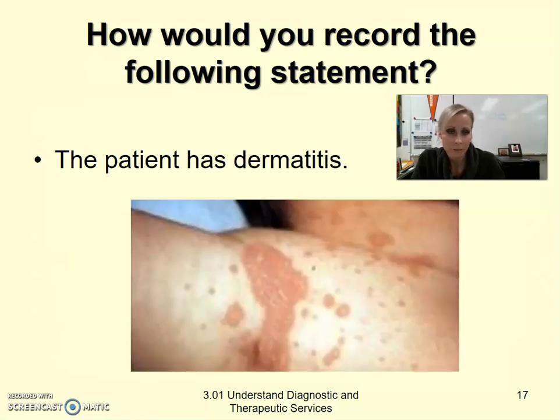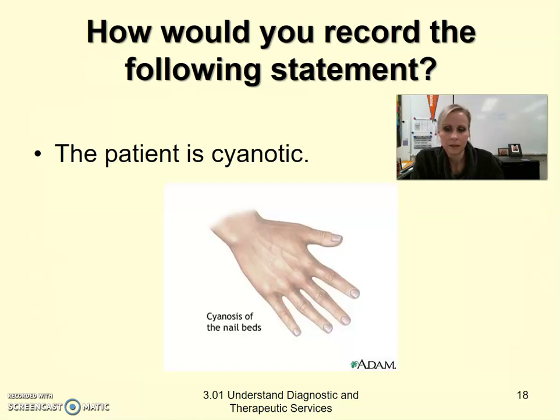I wouldn't say they have dermatitis unless the doctor has diagnosed them with dermatitis. So I would explain what I'm seeing. The patient is cyanotic. Again, this is more of a diagnosis. I would say the nail beds are a bluish color.